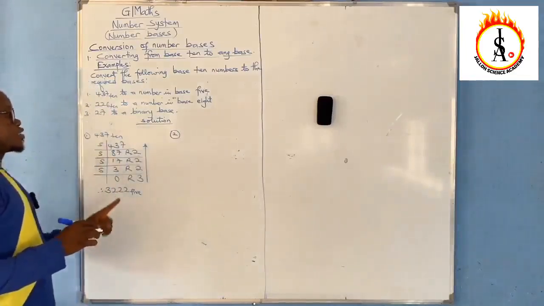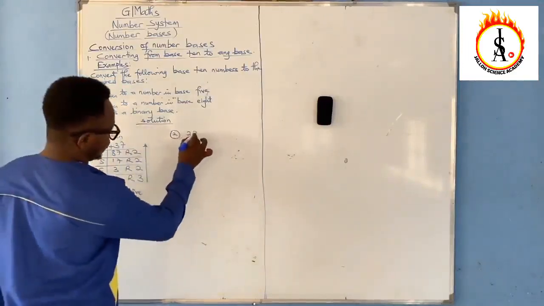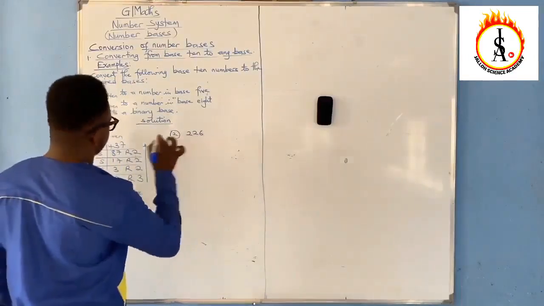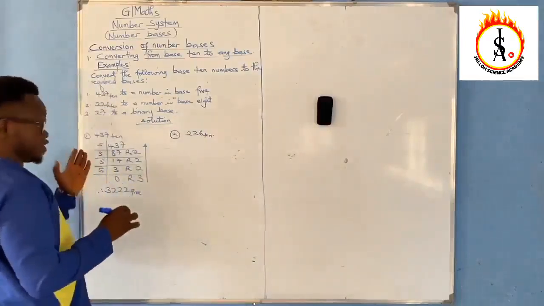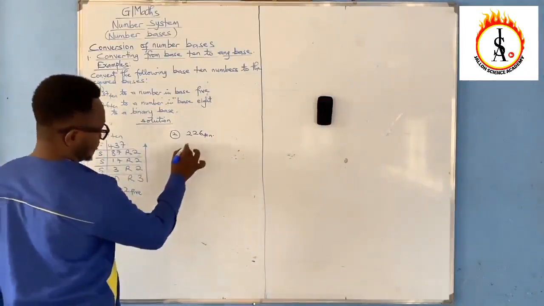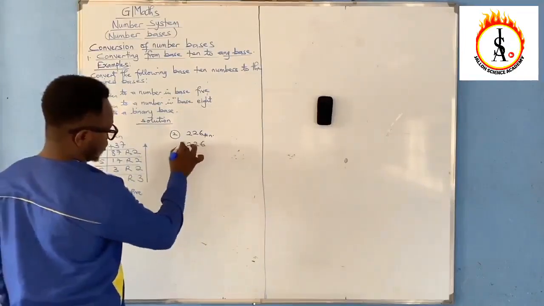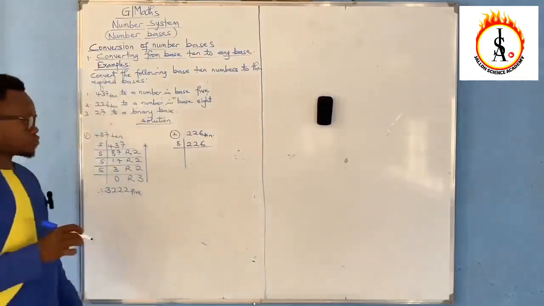We have 226. We have to convert it to a number in base 8. 226 in base 10 to a number in base 8. So like we did for the first example, that's the same thing we are going to do here. So 226 is going to be divided throughout by 8.